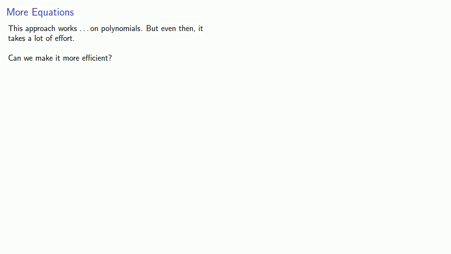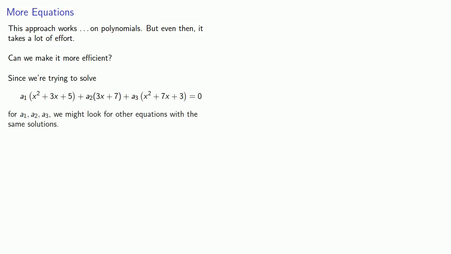Well, since we're trying to solve the linear combination equal to 0 for a1, a2, and a3, one of the things we might do is to look for other equations with the same solutions. And here's where we might invoke a little calculus. So I have this equation. If I differentiate, because a1, a2, and a3 are constants, differentiation won't change their value. On the other hand, differentiation will change these expressions and will give us a new equation. So if I differentiate with respect to x, I'll get a new equation involving a1, a2, and a3.